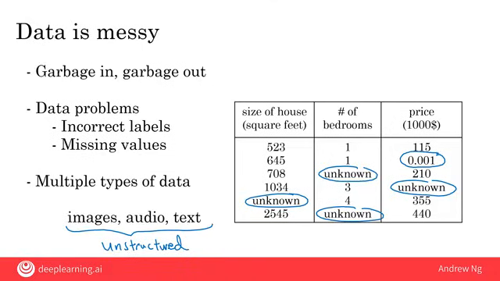And then there are also data sets like the one on the right. This is an example of structured data, and that basically means data that lives in a giant spreadsheet. The techniques for dealing with unstructured data are a little bit different than the techniques for dealing with structured data. But AI techniques can work very well for both of these types of data, unstructured data and structured data.